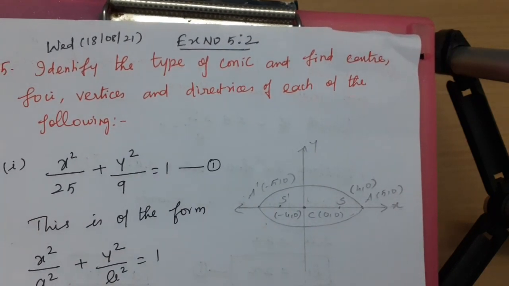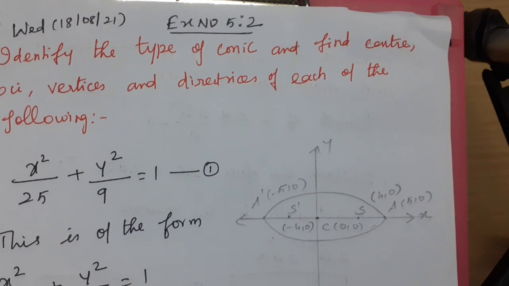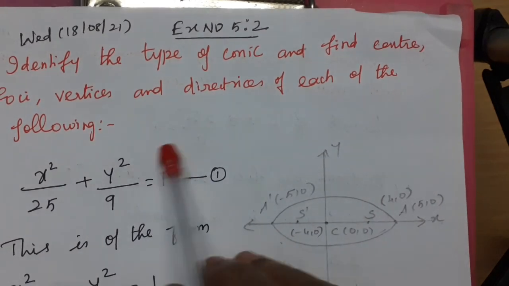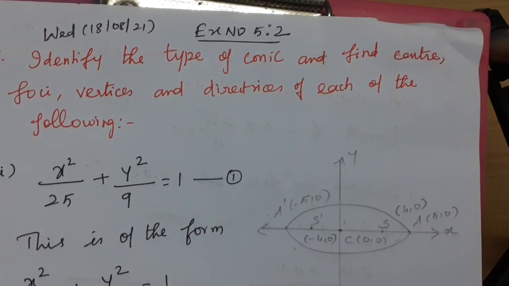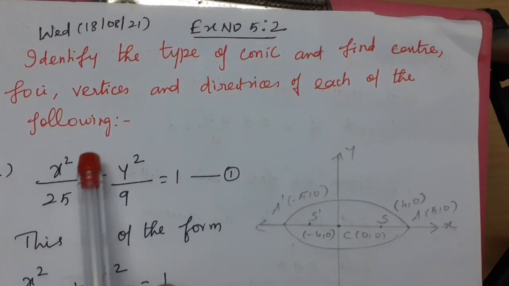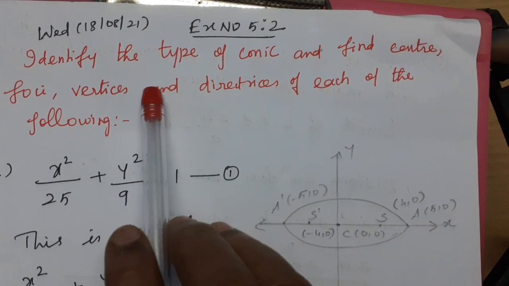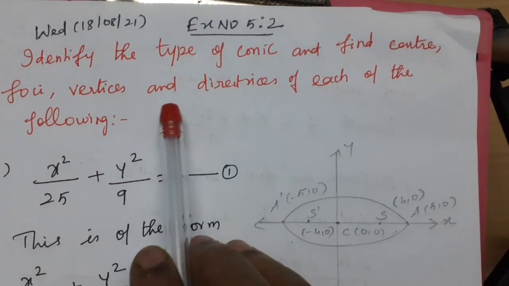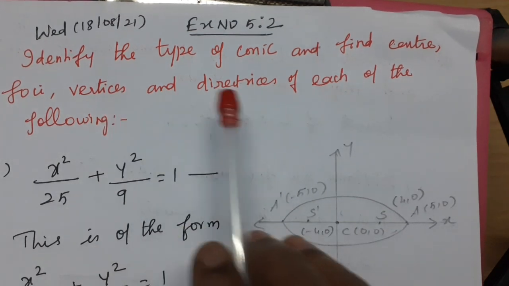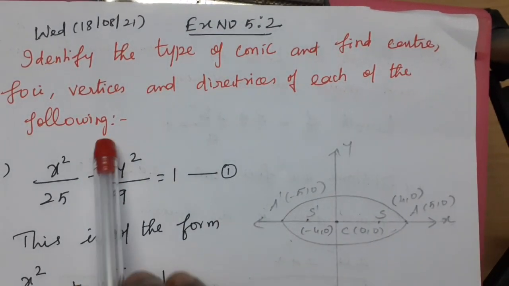Identify the type of conics. Find the center, foci, vertices and directrix of each of the following. We are going to identify the type of conics and find the center, foci, vertices and directrix of each of the following.